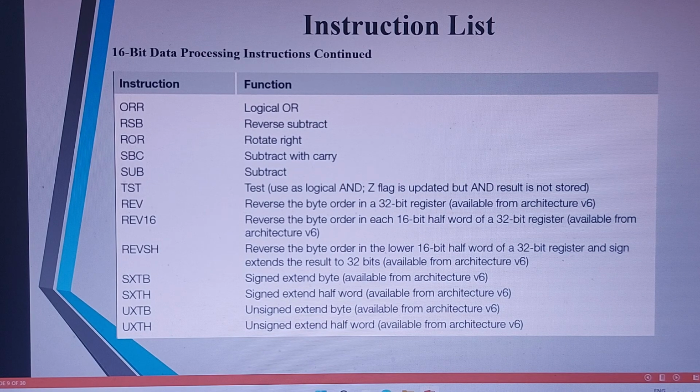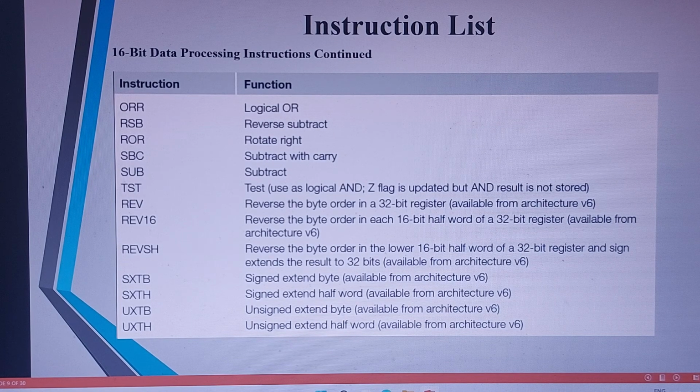Then reverse subtract. So the subtraction registers are reversed in this case. How the subtraction has to be done, that is reverse subtract. Then rotate right. So it is rotating all the bits to the right. When we rotate, it will go through the carry flag again.